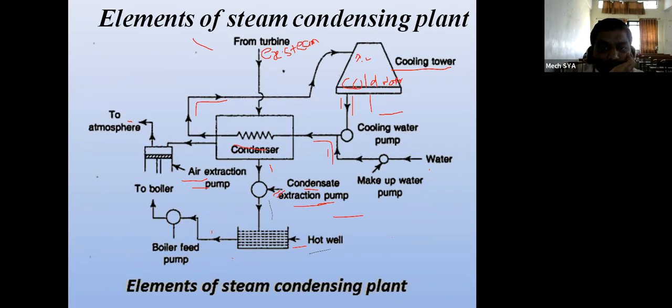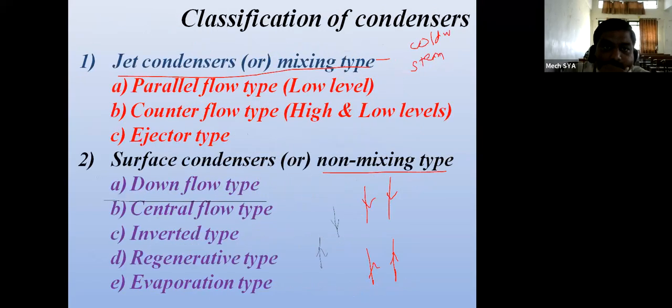But when less water is available, in that case we are using cooling towers. So the cooling tower's purpose is to cool the water. Whatever water becomes hot after absorbing heat from the steam during the condensation process is cooled in the cooling tower with the help of air. So this I think we have completed. Now we have started the classification of condensers.